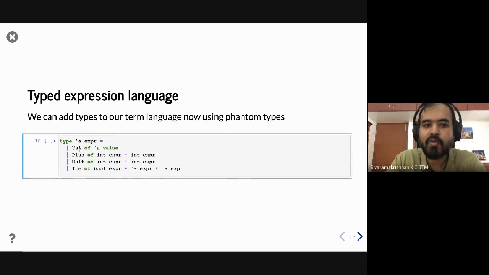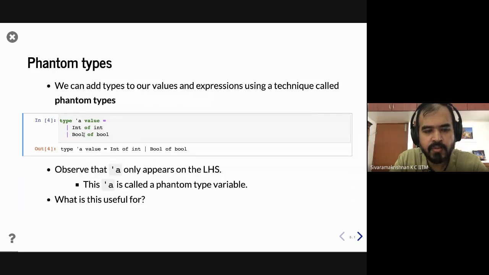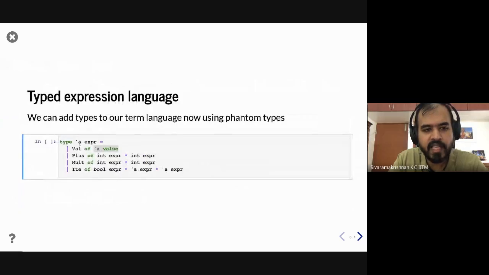So here is how I extend the expression language with a phantom type variable. Actually, not a phantom type variable here, but a type variable, alpha, such that I can add the types to my expression language, right? Earlier, it used to be that it's a type expression. Now it's a type alpha expression. And what does it mean? You can construct a value of type alpha expression if you have a value which is an alpha type, right? If you have an alpha value, which is what we defined in the previous slide, then you get an alpha expression.